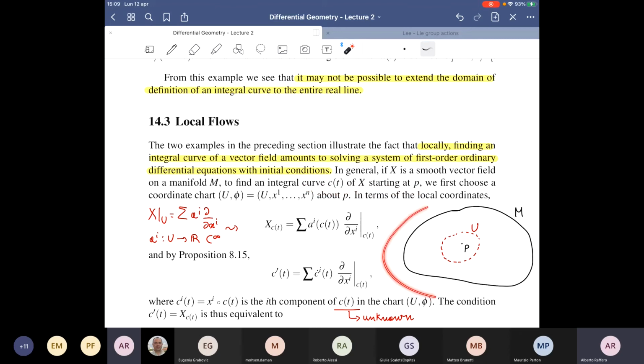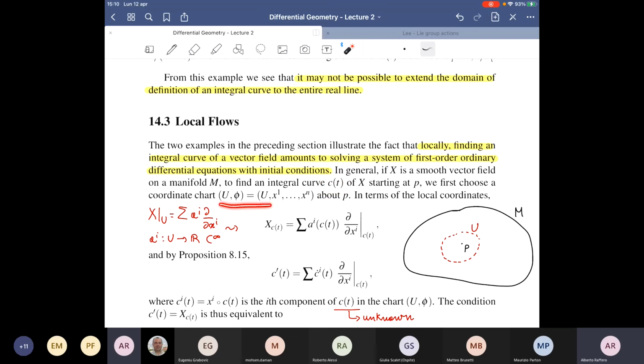So we have our manifold here, we have the point P on the manifold, and we have a vector field, so we know that at each point we have a vector. We want to look for a curve passing through P whose tangent vector at each point is precisely the vector field we are considering, evaluated at that point. So which is the idea here? Now C of t is an unknown, so we want to find it if it exists. And how do we proceed?